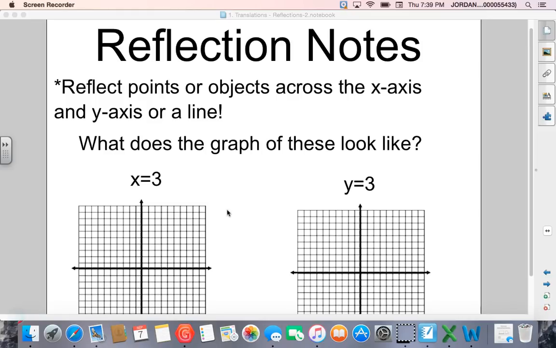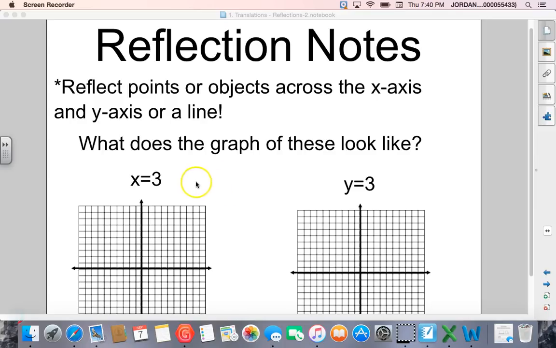So we've been talking about transformations. That's what Module 2 is over. We had a video already on translations, and we're going to talk about the next type of transformation now called reflections. When you think reflections, you might think of a mirror, and that's a good thing to think about because it's very similar to what we're going to be talking about today. Basically with reflections, you're going to reflect points or objects across the x-axis, the y-axis, or it could just be a specific line that they might give you to reflect it over.